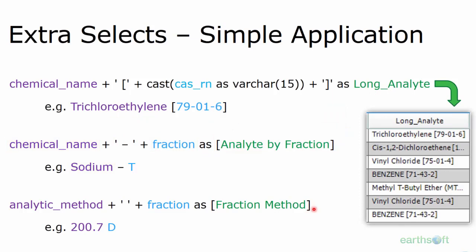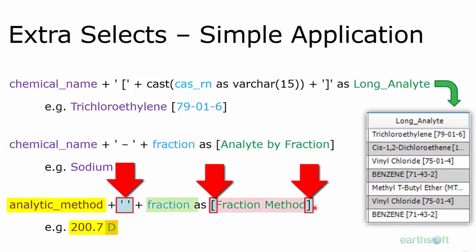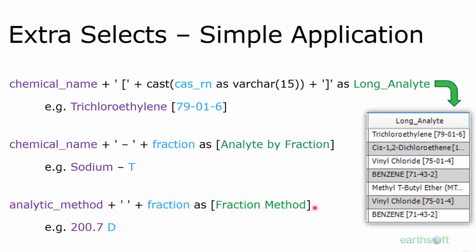And then one other example here: maybe you don't care so much about fraction for your analyte, but you definitely want to see fraction definition for your analytic method. You can combine those as well. In this case, I called that fraction method. Really straightforward. All of this information goes into the extra selects field. I'll show you where that is in a second, don't worry. And it allows you to just add an additional column to your report so that you can add that information to whatever your ultimate output might be.